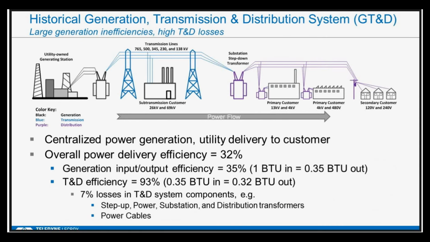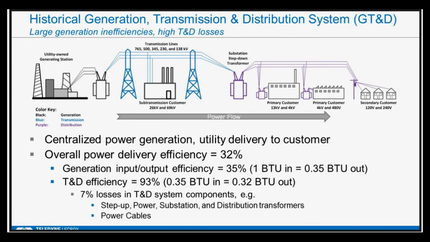Traditionally, this is what the utility generation, transmission, and distribution look like. Basically, you have a big centralized plant, and it would send power one way to the user. So the power flow was one way. The power efficiency delivery was extremely low.